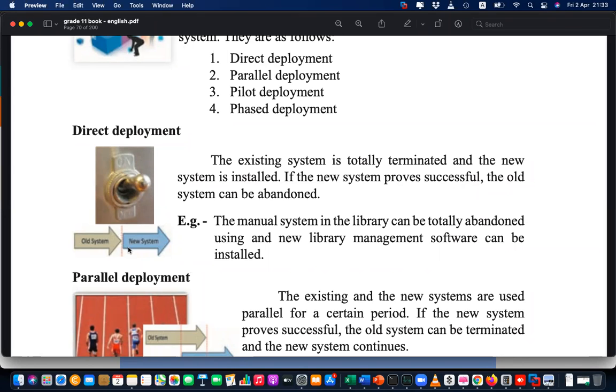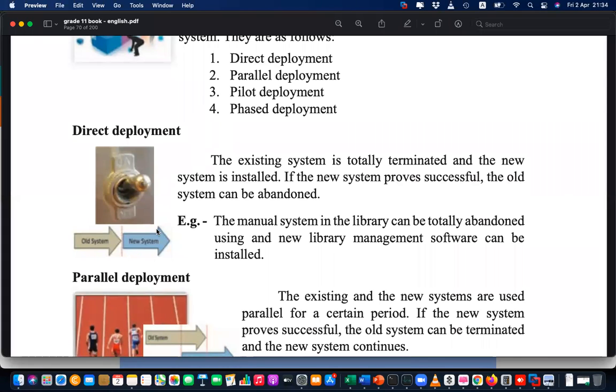For example, when the traffic people implement one-way roads, the first day, people will hate that. People don't like changes. Similar to that, staff don't like changes. Initially there will be some resistance from the users, but later on it will be adjusted.